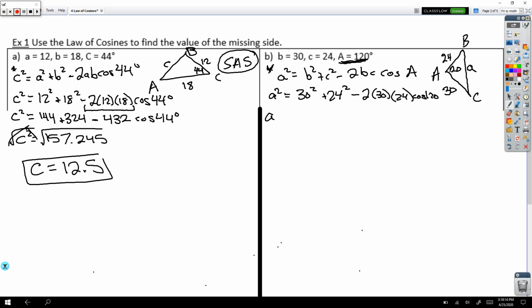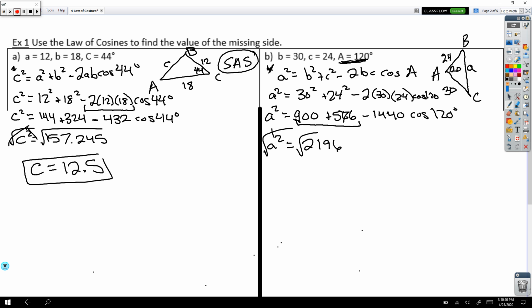Doing a little bit of calculating in the calculator here. We have 900 plus 576 minus 1440 cosine of 120 degrees. So adding these guys up and doing our subtracting there, we get A squared equals 2,196. Square root both sides to get A by itself, and we get A equaling approximately 46.9. Alright, so that's using the law of cosines when we have an SAS triangle.